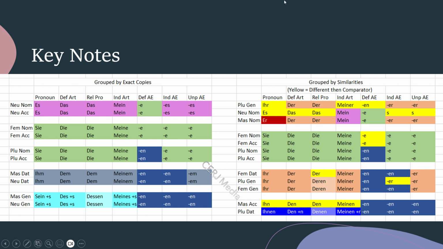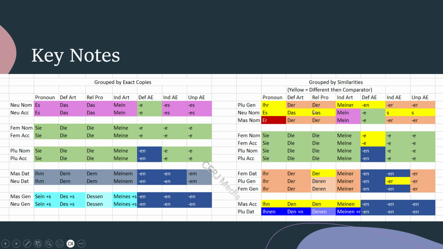Oh yeah, here are some key notes, right? So here we have some exact copies. The neuter nominative and neuter accusative are exact copies. Feminine nominative and feminine accusative, exact copies. Masculine dative and neuter dative, exact copies. Masculine genitive and neuter genitive, exact copies. And then here we have grouped by similarity.